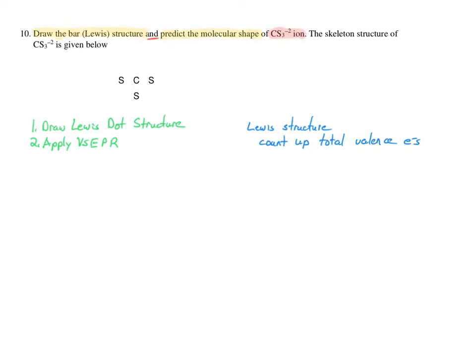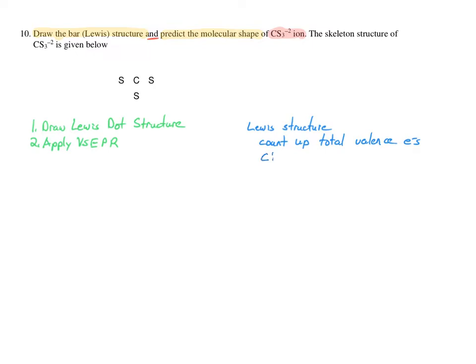In this problem, we're asked to draw the Lewis structure and to predict the molecular shape of this ion. The first step to drawing the Lewis structure is to count up the total number of valence electrons.